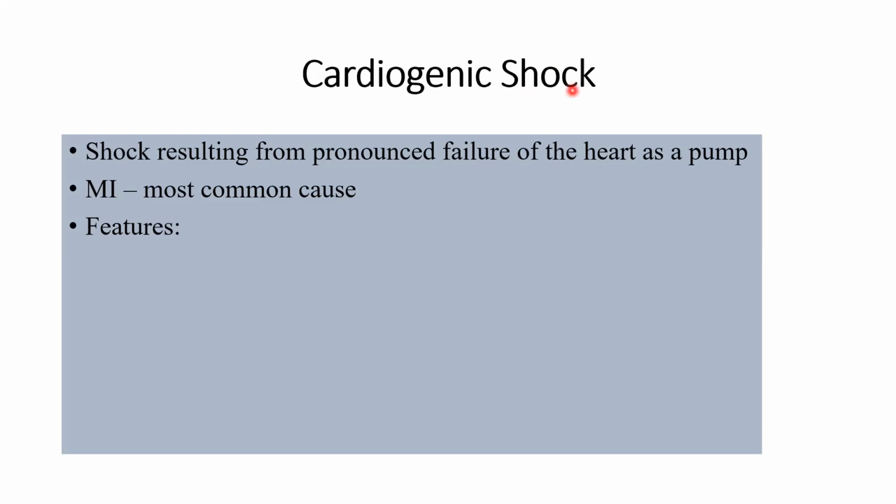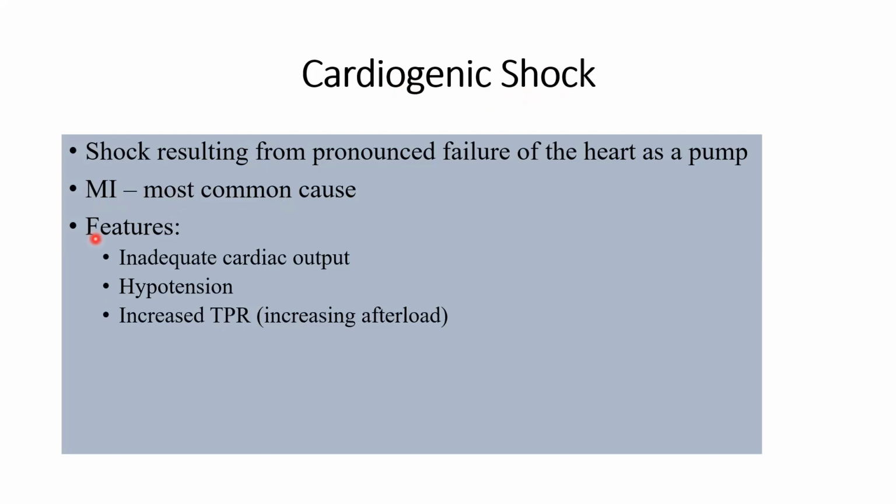So if that circulatory failure is not due to any failing of the circulation itself, but rather due to the heart that is pumping blood in the circulation, we call it a specialized type of shock called cardiogenic shock. Okay. MI is the most common cause of this. And what are the features? Obviously, the first feature will be decreased cardiac output, which leads to hypotension, decreased blood pressure, and increased total peripheral resistance, which is due to sympathetic stimulation, obviously.